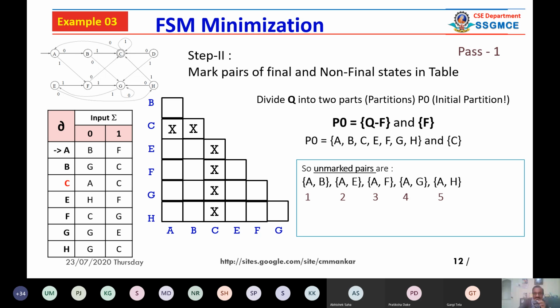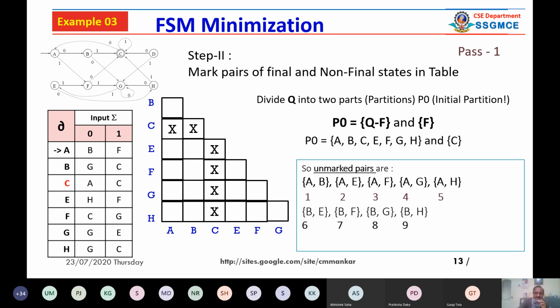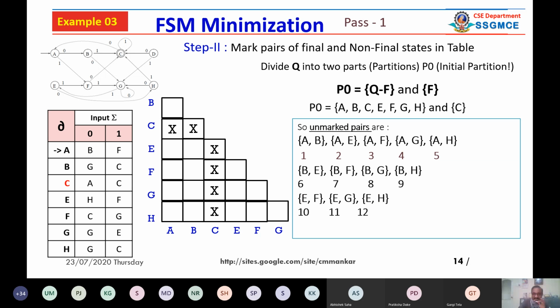Cross is given, and we want to check the transitions of these unmarked pairs. So पहले 5 आ गए. फिर if you start with B, then BE is there, BF is there, BG is there, and BH is there, like this. मतलब ये 9 हो गए. बाद में EF, EG and EH is there. ये फिर 3, 12 हो गए टोटल.